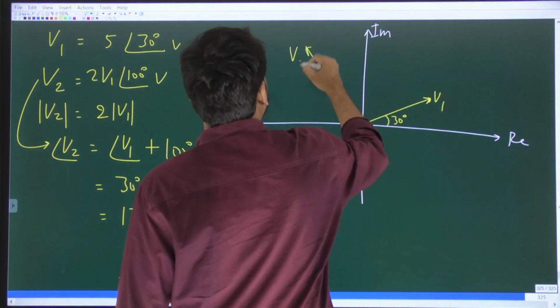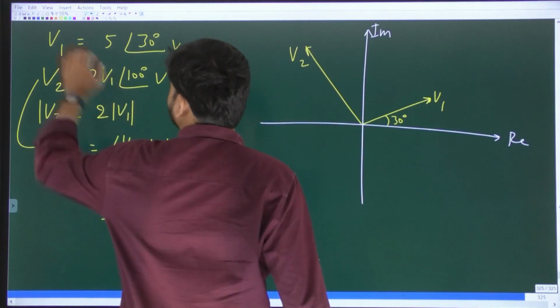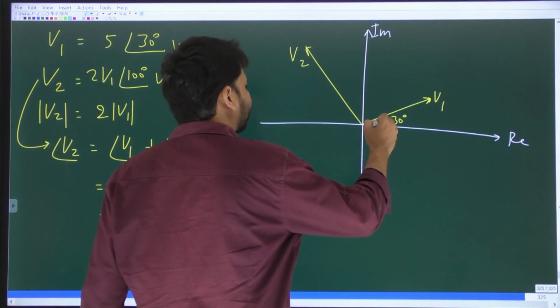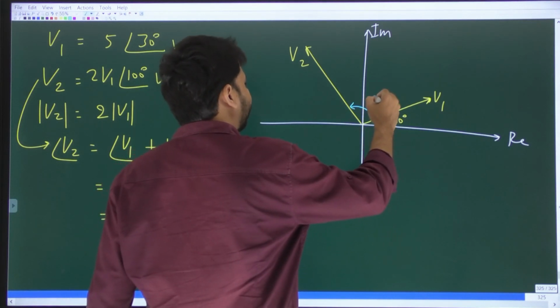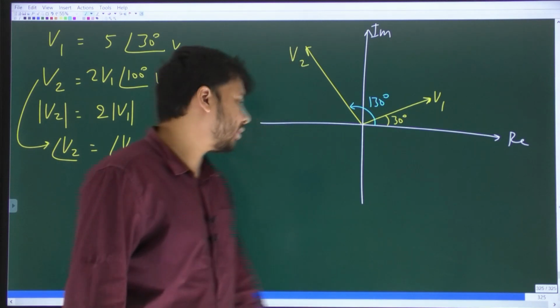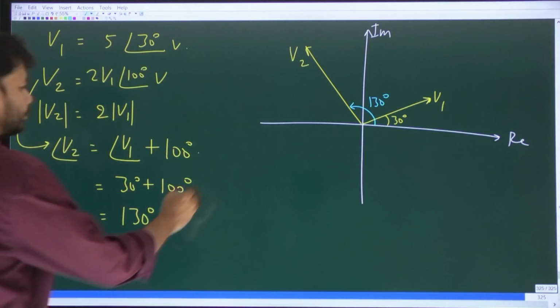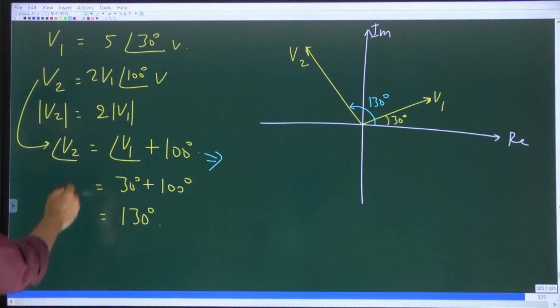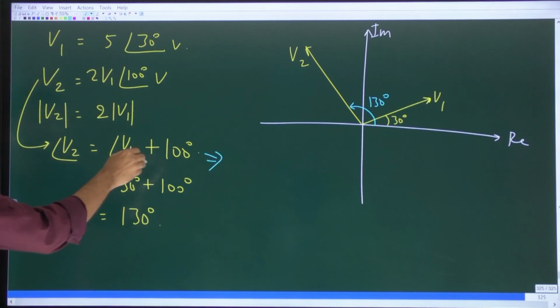Okay. That's all. And the new angle would be 130 degrees. You understood? And also here, if you look at this, angle of V2 is angle of V1 plus 100 degrees.